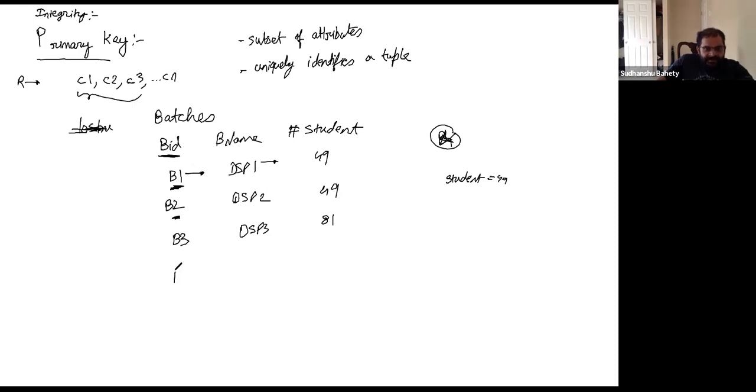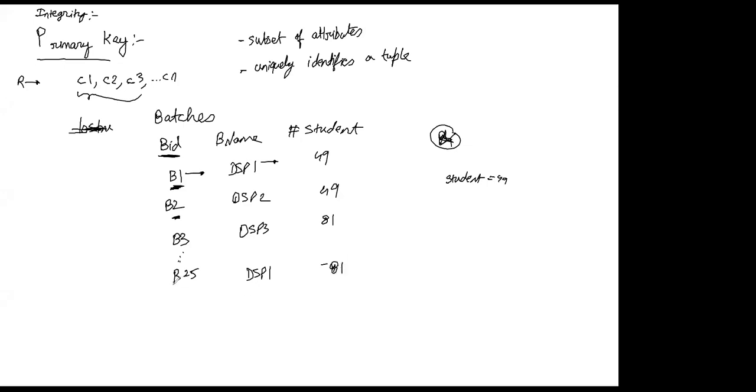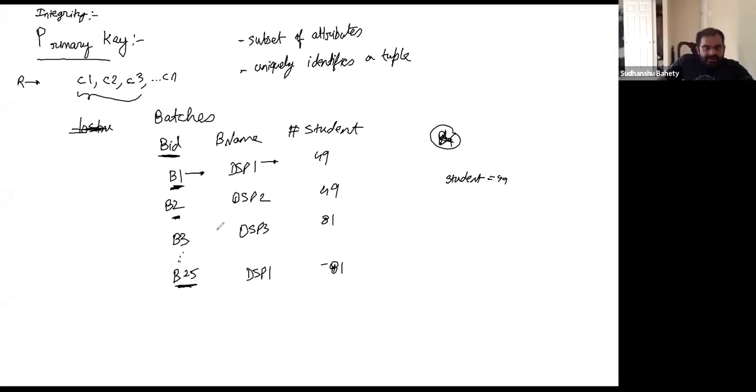There could be a case where, when these things grow, they can be like batch 25, and the name could be DSP1 as well. It could be possible. And students could be 81 as well. Clear, sir. Understood. So it's a subset of attributes. What are your attributes over here? These three are your attributes, and this one is a subset, right? So it's a subset of attributes which uniquely identifies your tuple, right?